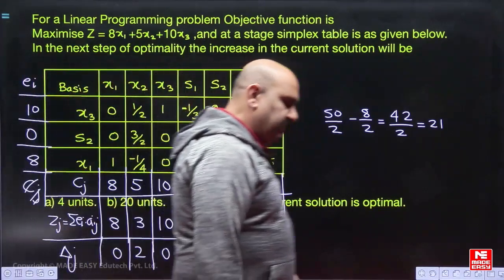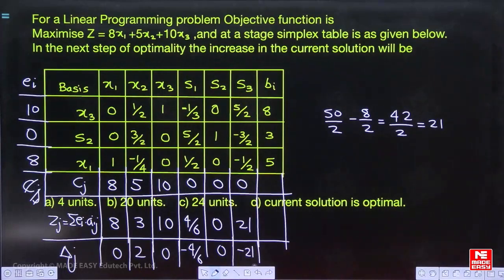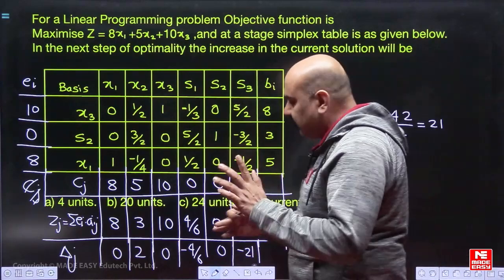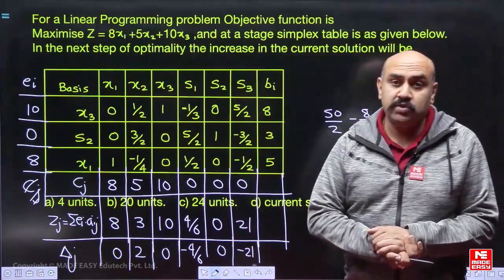And if there is a positive value, it tells us an increase is possible. So here there is still one positive value. For a maximization problem, if all the values are either negative or 0, it means the current solution is optimum.